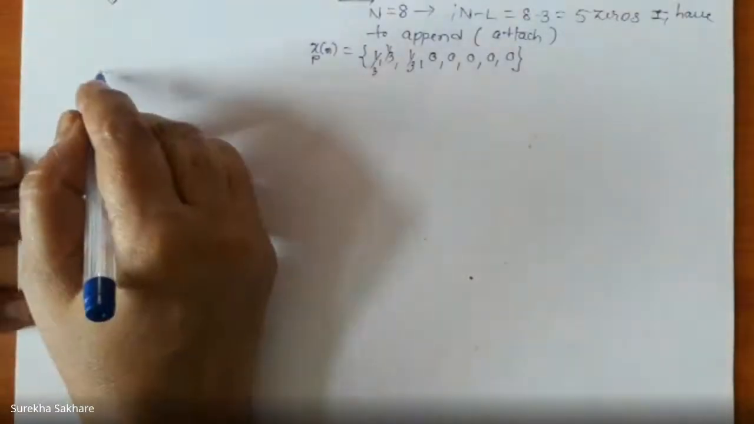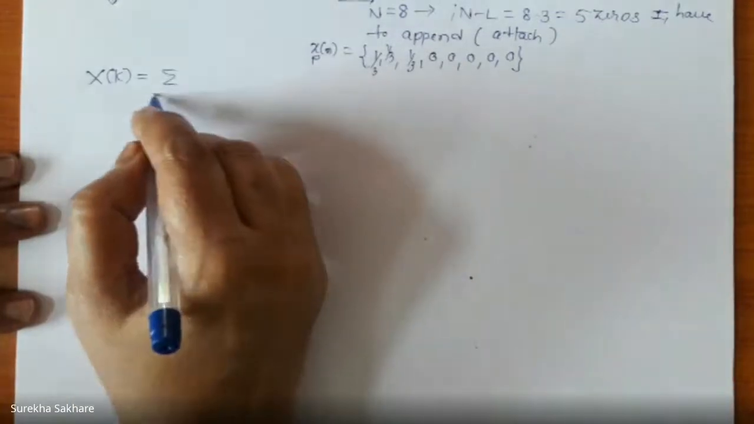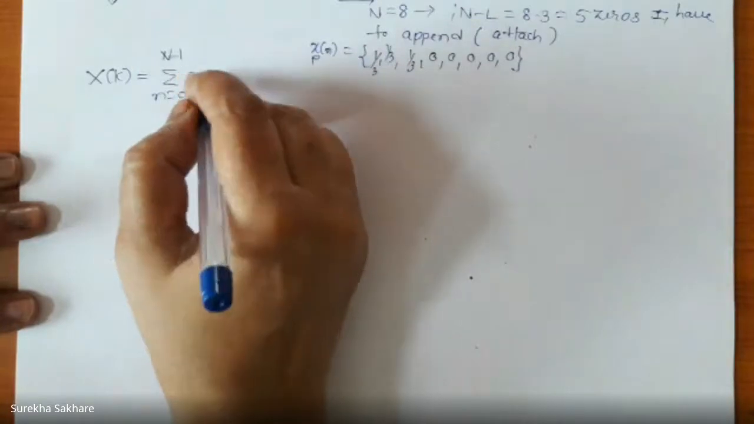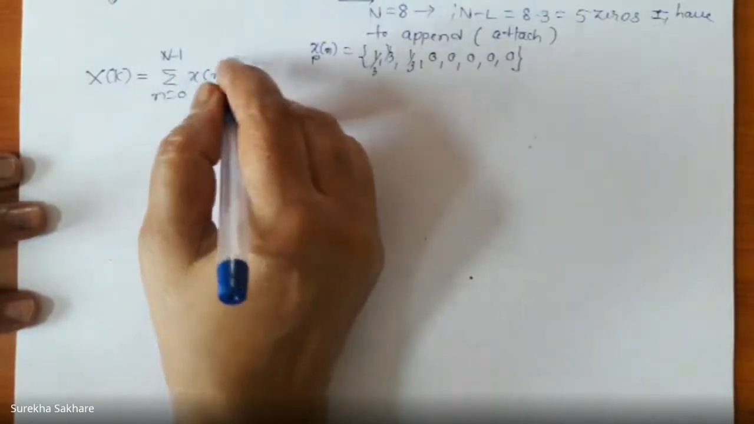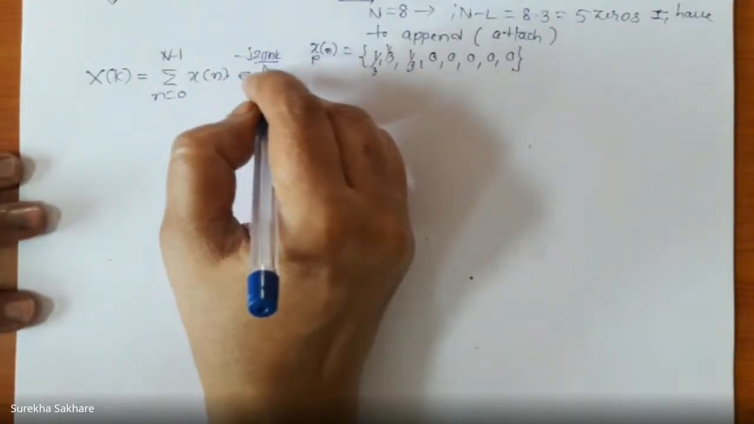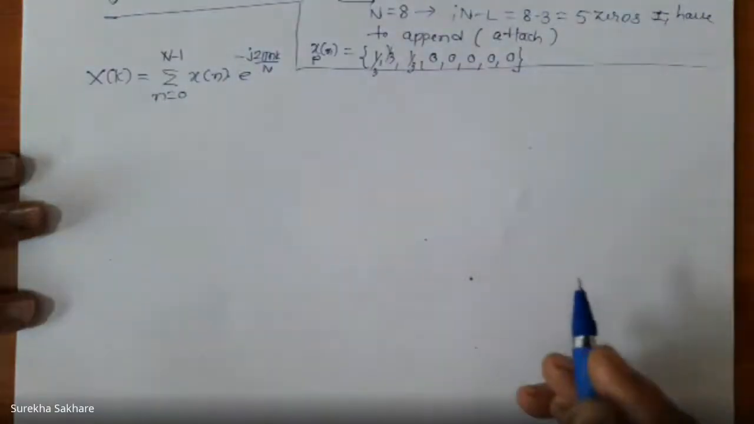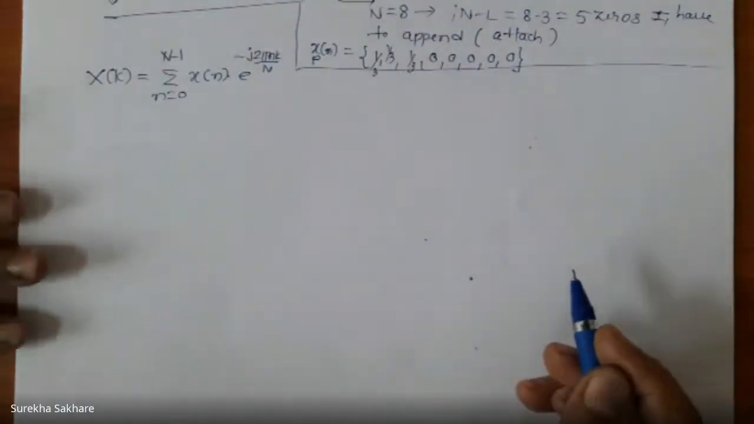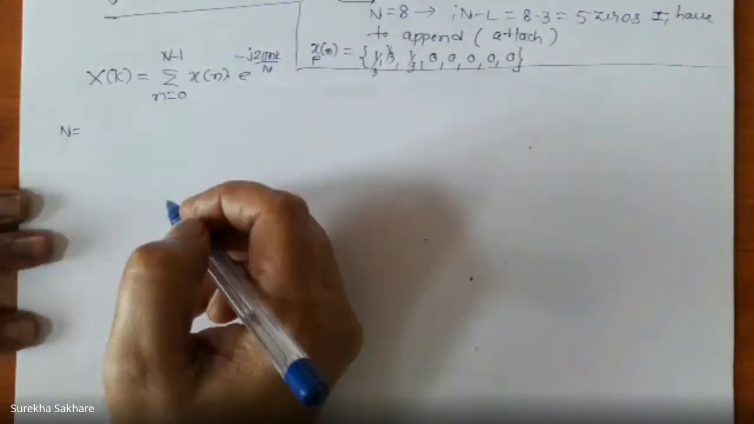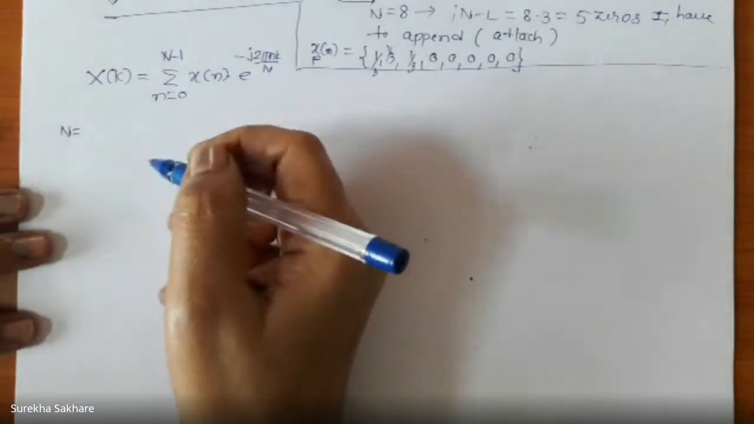I shall write it once again. X of k is equal to summation n equal to 0 to N minus 1 of x of n e raised to minus j 2 pi nk by N. Okay. This is all that we are going to have. Now to start with, we'll make a simplified equation so that whenever we go for the new value of x of k, we'll simply have to insert the value of k and no more modification. So that will be easier to handle.